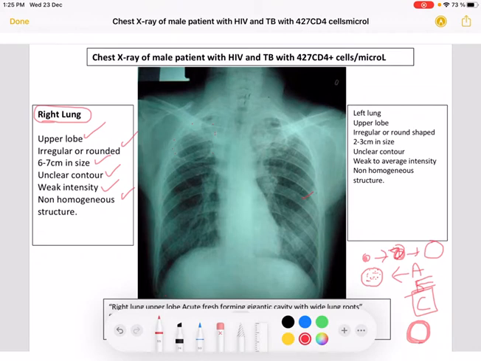So if we look at the left side, we can see that the consolidation is present on the upper lobe. There are again cavities, but the cavity is not so clearly seen. So we can say that this is in the phase of infiltration, or in the infiltration form. So here we can say cavity, in this region.